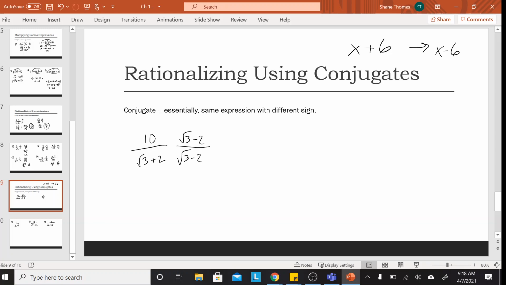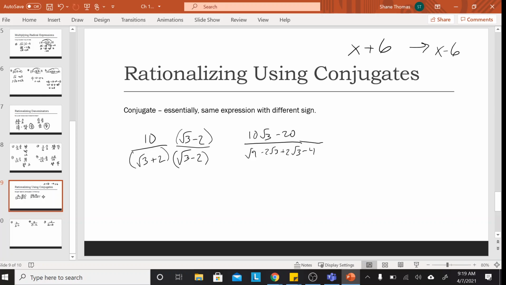So on top, I multiply the 10. This turns into distribution on top, FOILing on the bottom. On top, 10 times root 3 is 10 root 3. 10 times negative 2, negative 20. On the bottom, I have to FOIL. Root 3 and root 3 is root 9. Root 3 and negative 2 is negative 2 root 3. 2 and root 3 is 2 root 3. 2 and negative 2 is negative 4.